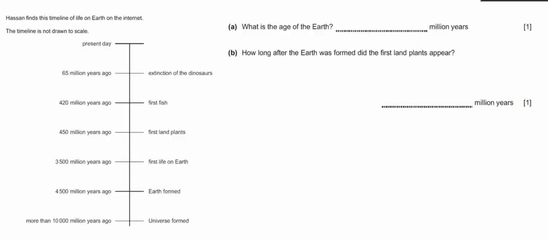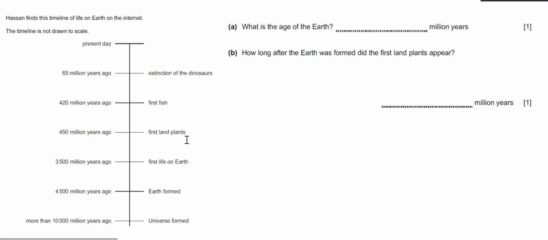Next, in question 12, Hassan finds the timeline of life on Earth on the internet. The timeline is not drawn to scale. Present day, 65 million years ago, and then 420 million years ago, and this is what happened in each.